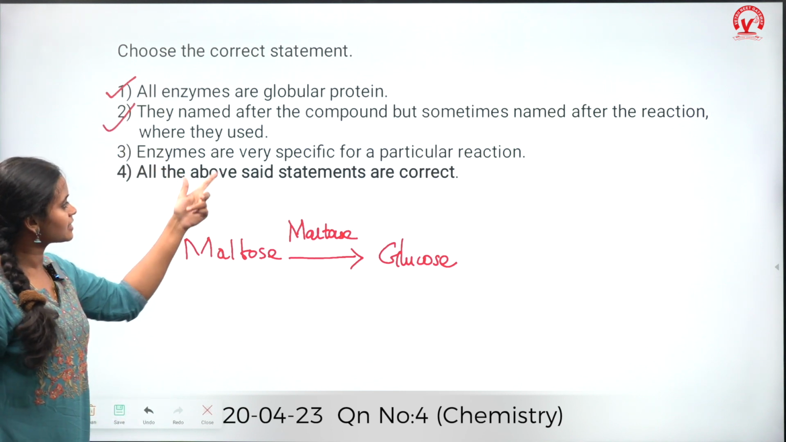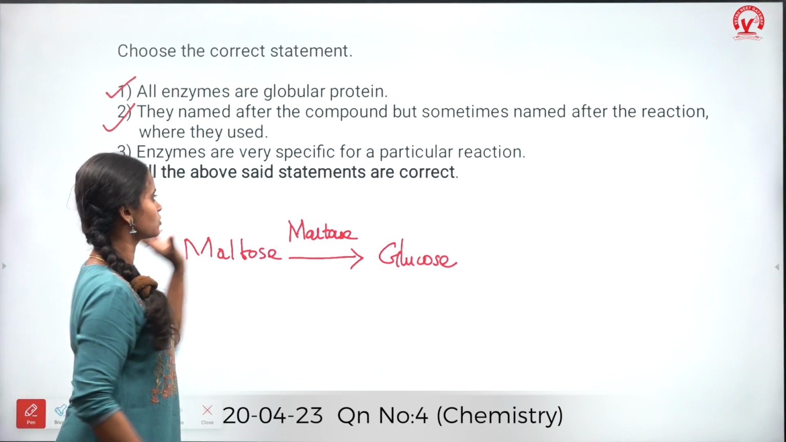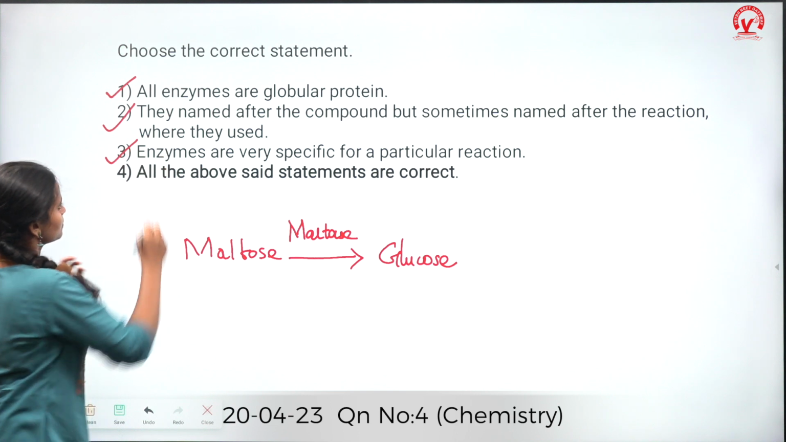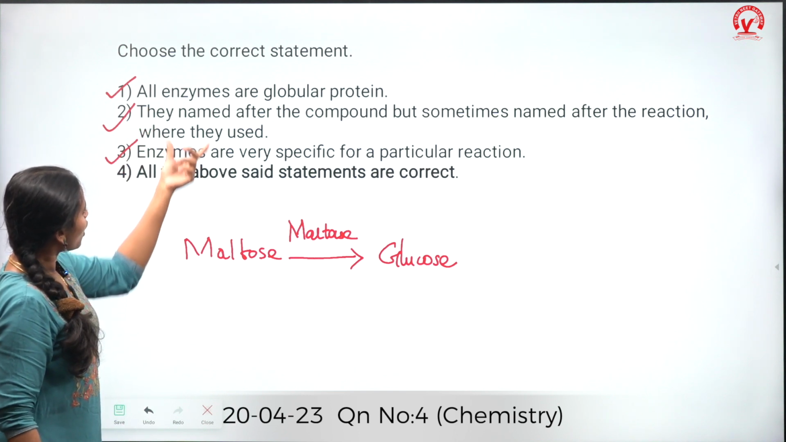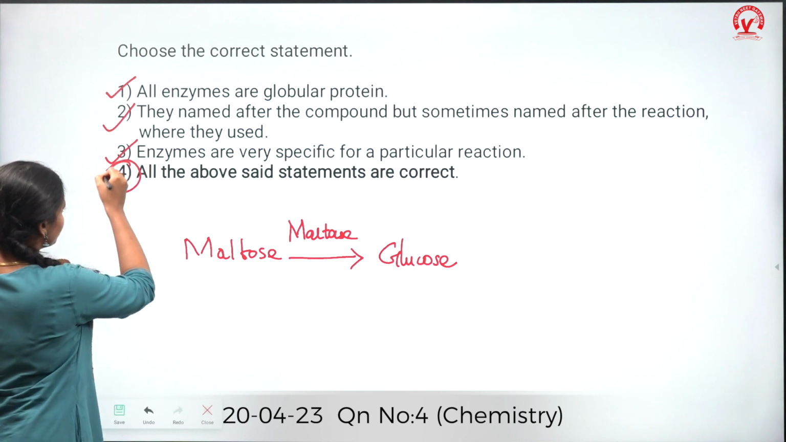Third one is enzymes are very specific for a particular reaction. This is also correct. So all the above three answers are also correct. So the correct answer is option 4.